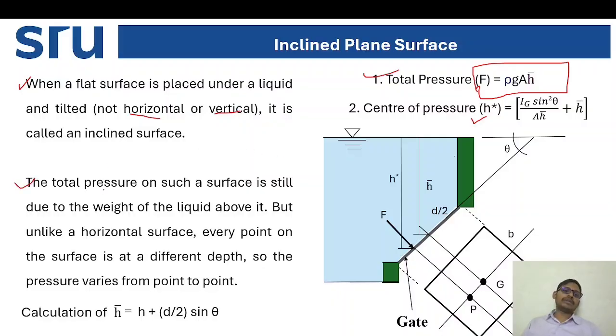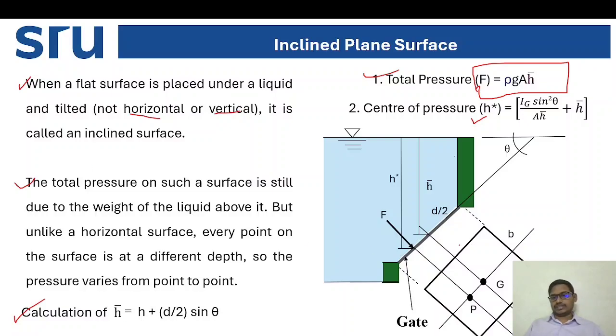So the total pressure on such a surface is still due to the weight of the liquid. But unlike a horizontal surface, every point on the surface is at a different depth. So the pressure varies from point to point. That means, in the calculations, H bar is equal to H plus D by 2 into sine theta.